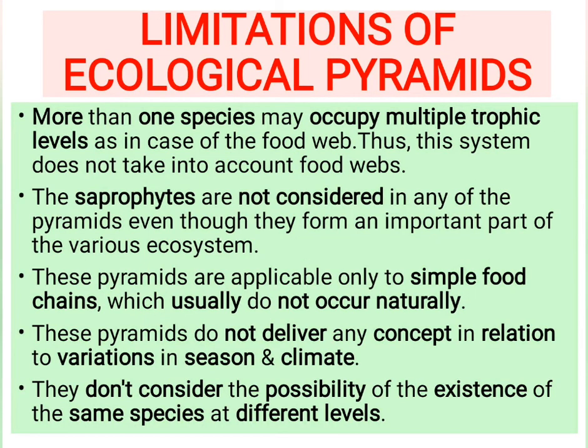There are a few limitations of ecological pyramids. More than one species may occupy multiple trophic levels, as in the case of the food web. Thus, this system does not take into account food webs. The saprophytes are not considered in any of the pyramids, even though they form an important part of the various ecosystems. These pyramids are applicable only to simple food chains, which usually do not occur naturally. These pyramids do not deliver any concept in relation to variations in season and climate. They don't consider the possibility of the existence of the same species at different levels.